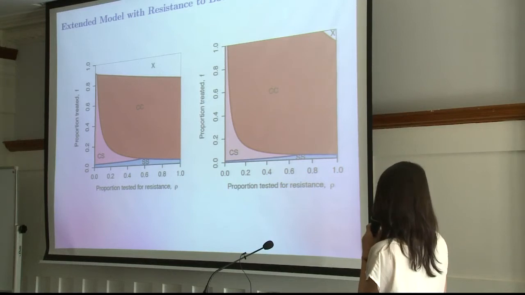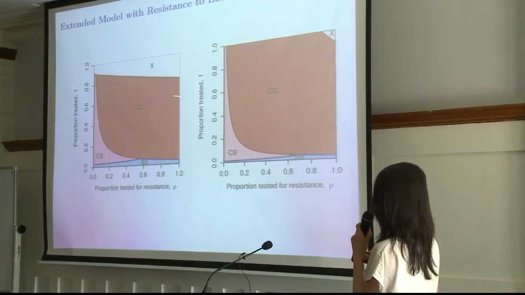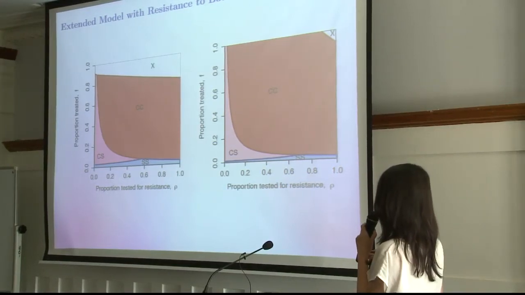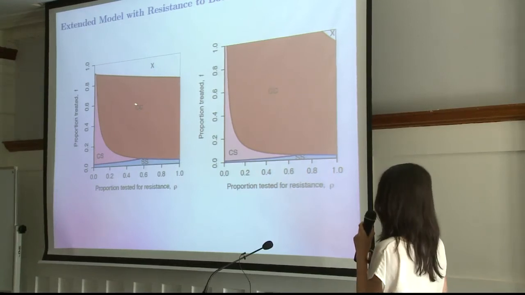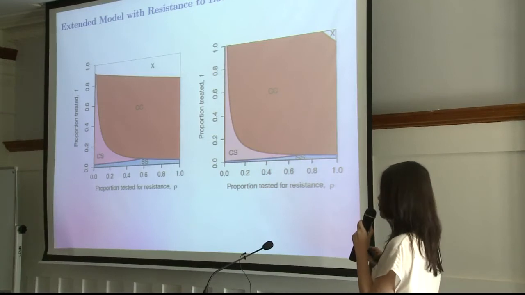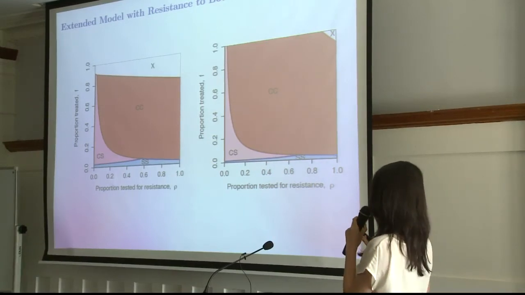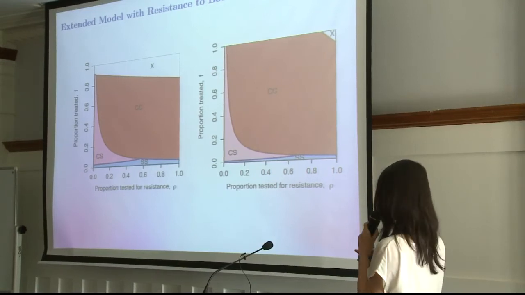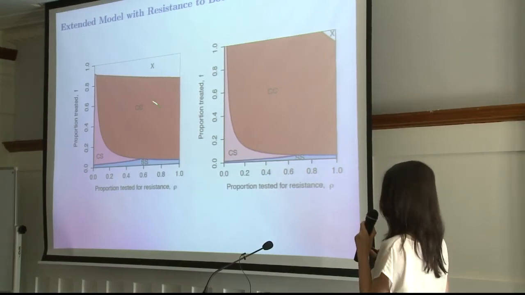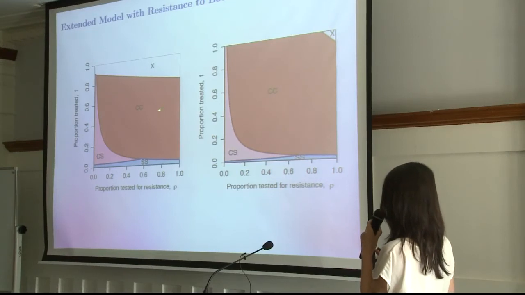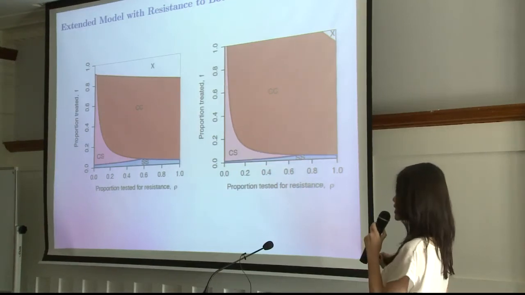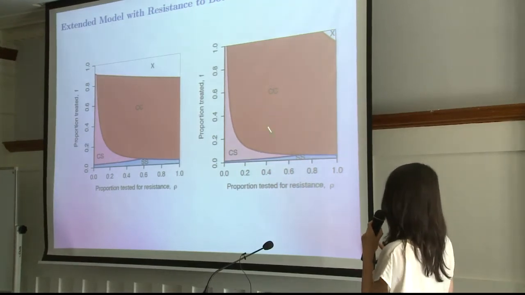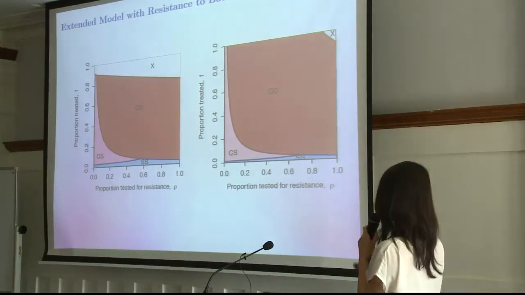And a critical boundary of interest here would be the one that separates disease eradication from the fixation of CC strain. And it is affected by the strengths of resistance to both first and second line therapies. For example, the left diagram here has a larger eradication zone because the CC strain in this case are less resistant to both drugs than those in the right diagram.